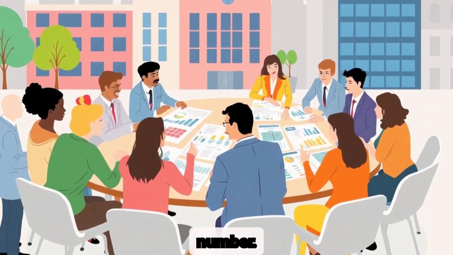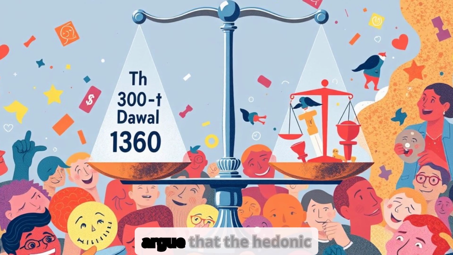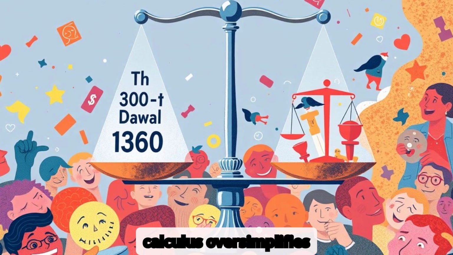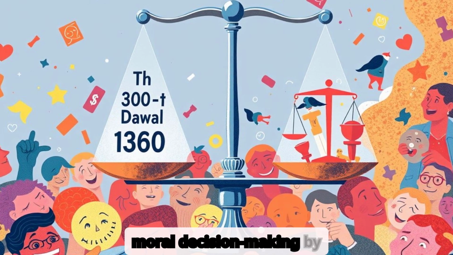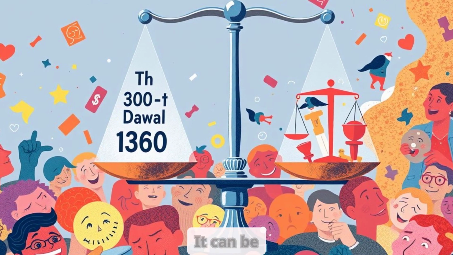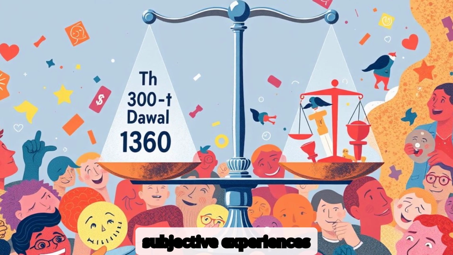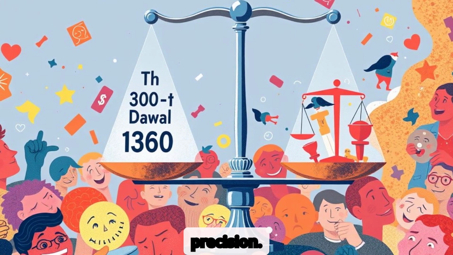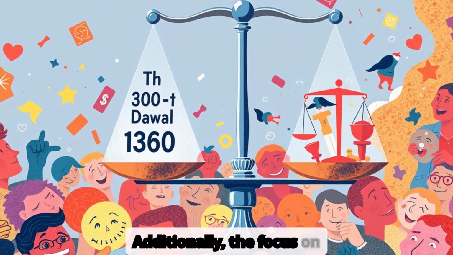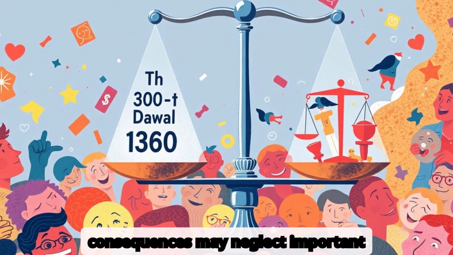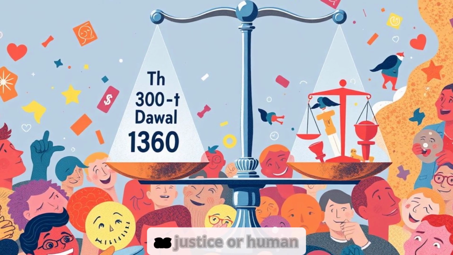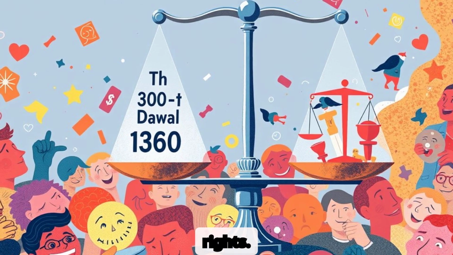For example, in public health decisions, utilitarianism may guide choices about resource allocation to ensure the greatest benefit for the greatest number. Criticism. Critics argue that the hedonic calculus oversimplifies moral decision-making by reducing it to a numbers game. It can be difficult or impossible to measure subjective experiences like pleasure and pain with precision. Additionally, the focus on consequences may neglect important moral principles, such as justice or human rights.